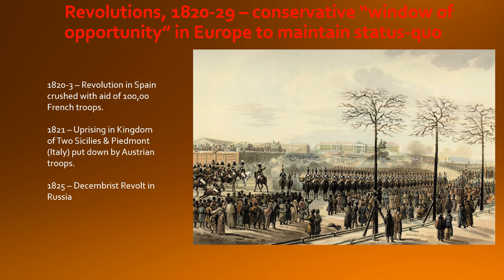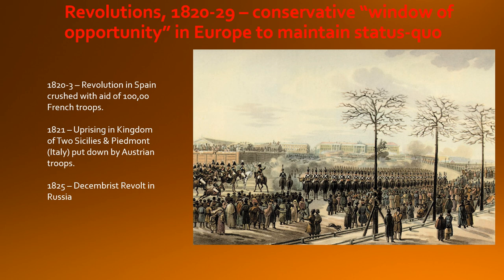In 1821, there was an uprising in the kingdom of the Two Sicilies and Piedmont, which is Italy, put down by Austrian troops. In 1825, there was the Decembrist revolt in Russia. This time, there was no need to send troops, and it's pretty far away, and I think the Russian Tsar doesn't welcome assistance anyway, whatever Russian Tsar it is. In this case, a new Tsar had just become Tsar when this happened, coincidentally Nicholas I, when the Decembrists rose up in 1825.